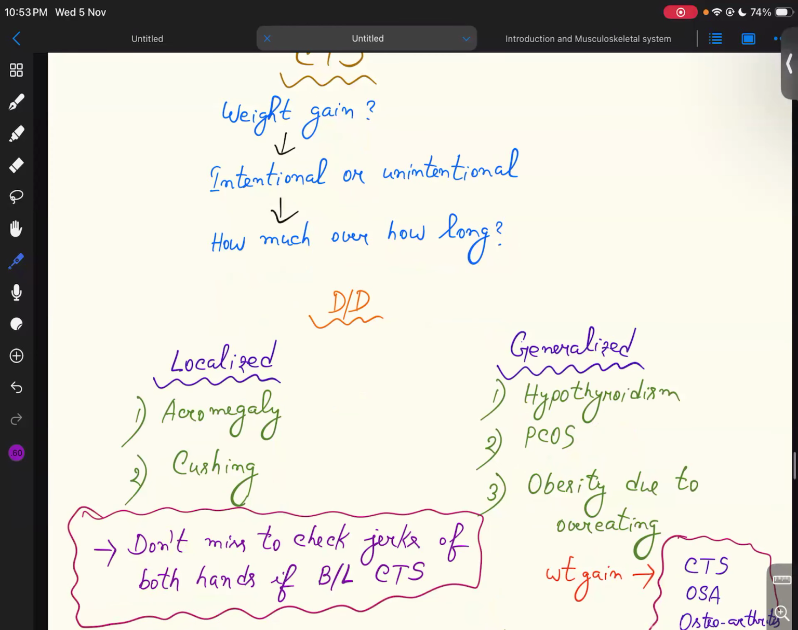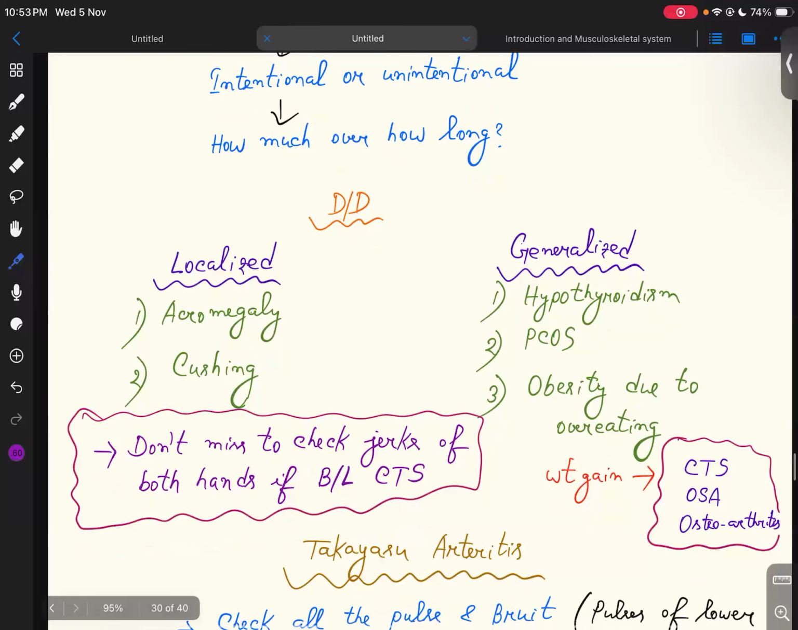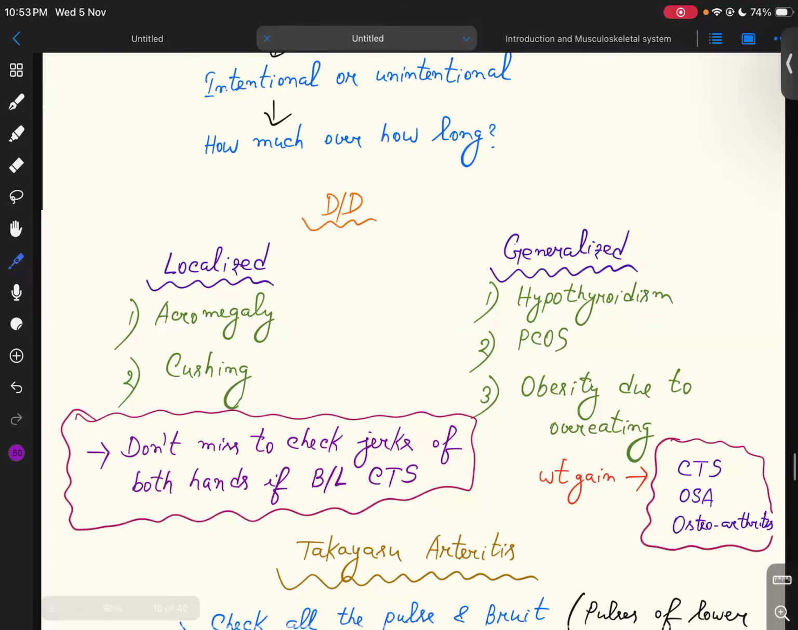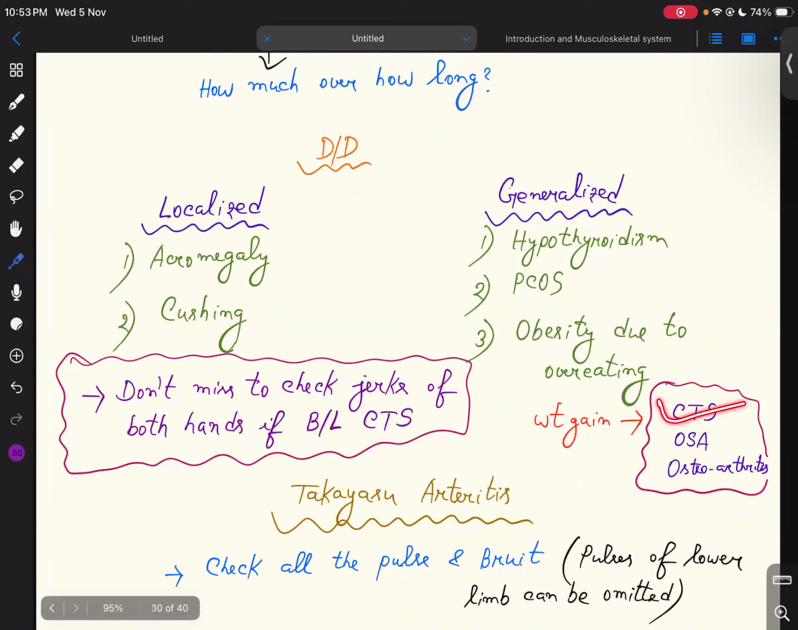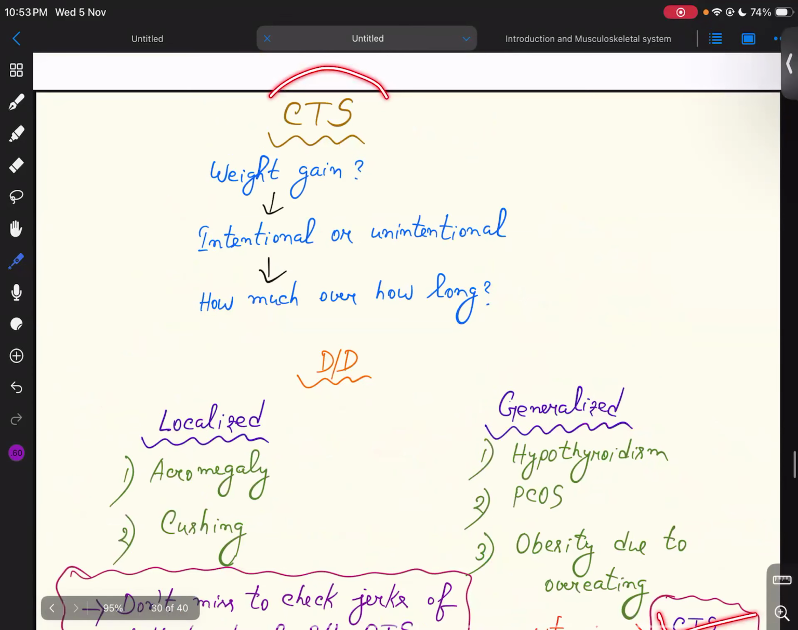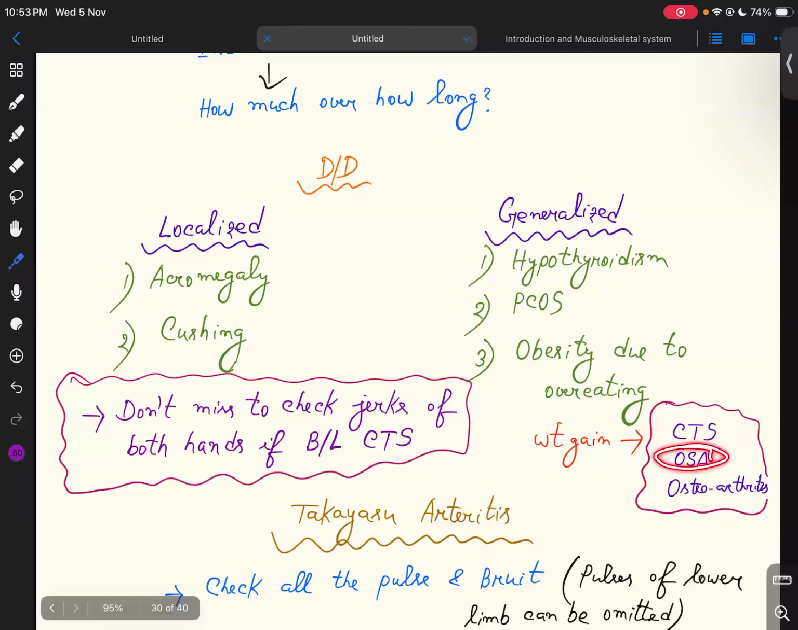Then, another important thing: whenever there is any weight gain in the PACES exam, we have to rule out 3 complications. So what are the 3 complications? One complication is carpal tunnel syndrome. That is the case here. Another complication is obstructive sleep apnea. The third complication is osteoarthritis of the knee and the lower back.